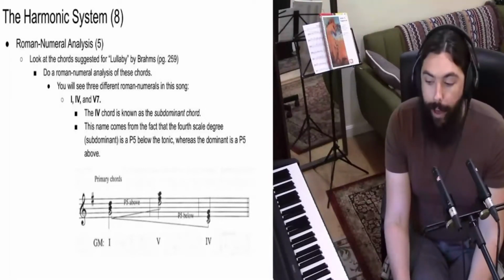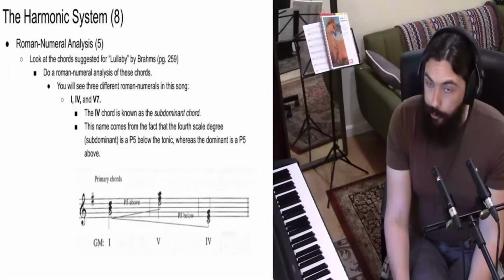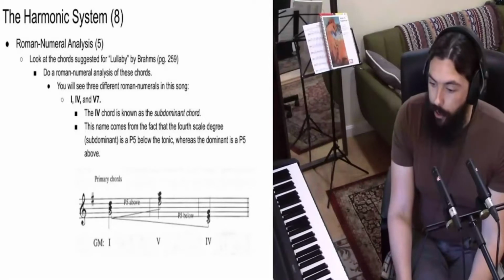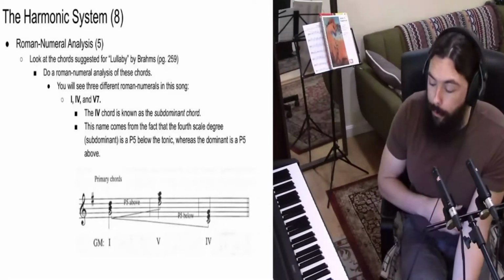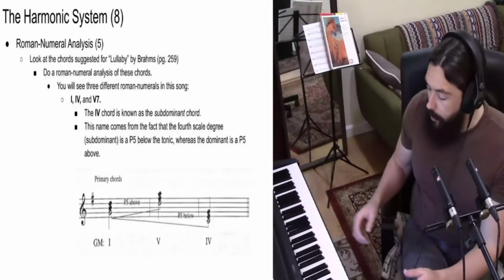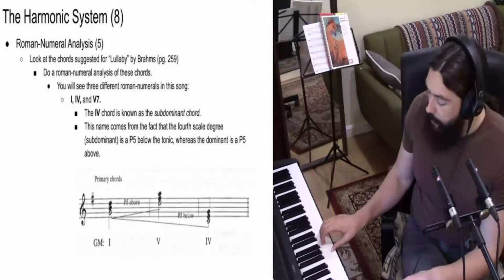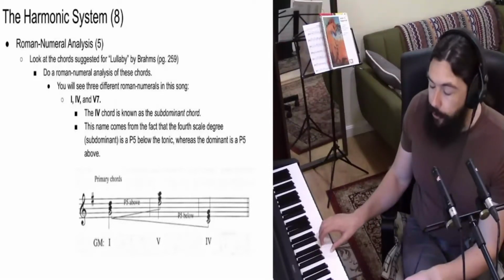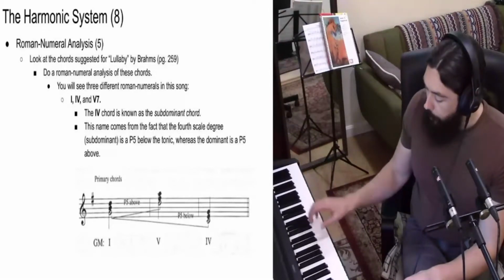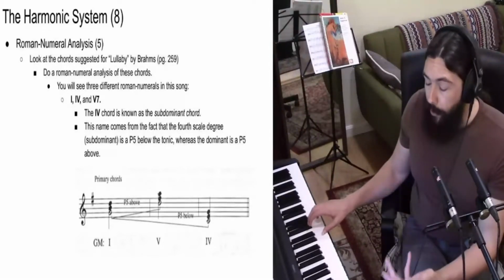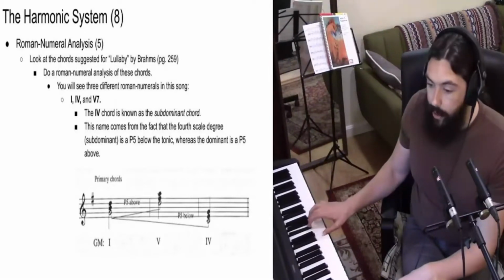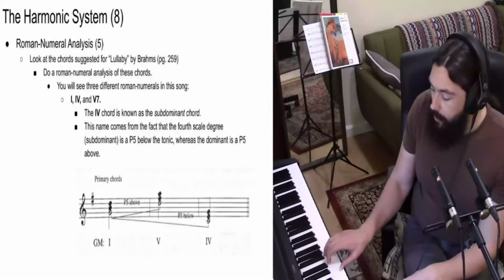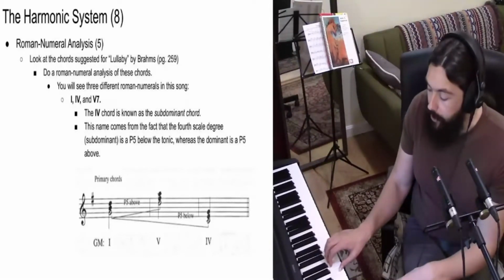This name comes from the fact that the 4th scale degree, which we call the subdominant, is a perfect 5th below the tonic, whereas the dominant is a perfect 5th above. So take the key of G that we see on slide 8. Our tonic chord is G, built on the 1st scale degree. Our dominant chord, the one built on the 5th scale degree, is going to be D. And then our 4 chord is going to be C, built on the 4th scale degree.